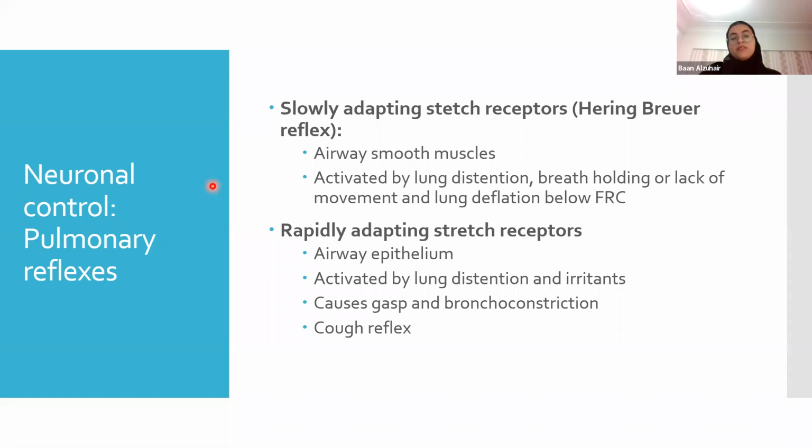The rapidly adapting stretch receptors just fire a little bit and then they get used to it. So they adapt to the stimuli very quickly. But the slowly adapting, they take a while, okay? And the stimuli we're talking about here is lung distension, breath holding, and lung deflation below FRC. What do I mean by this?